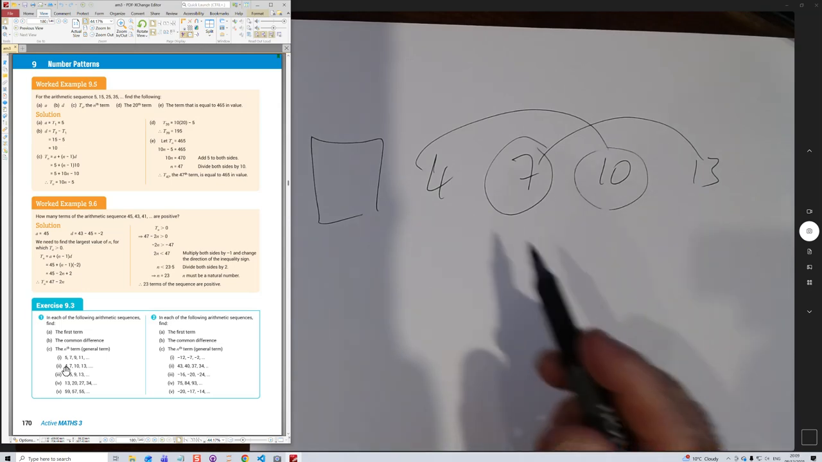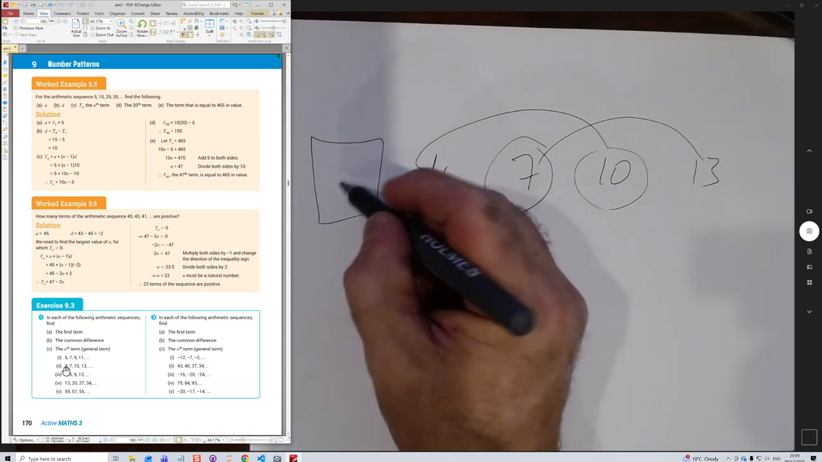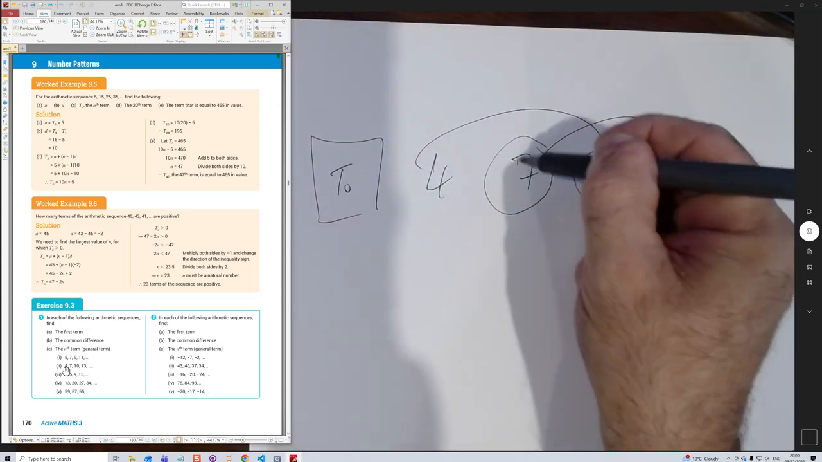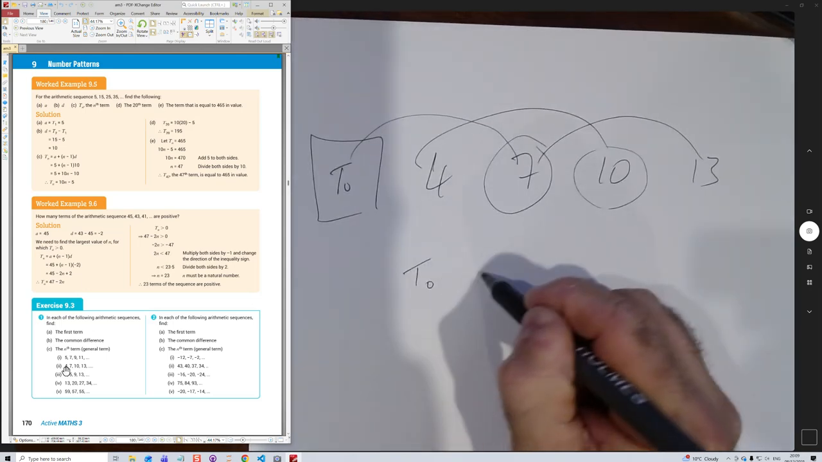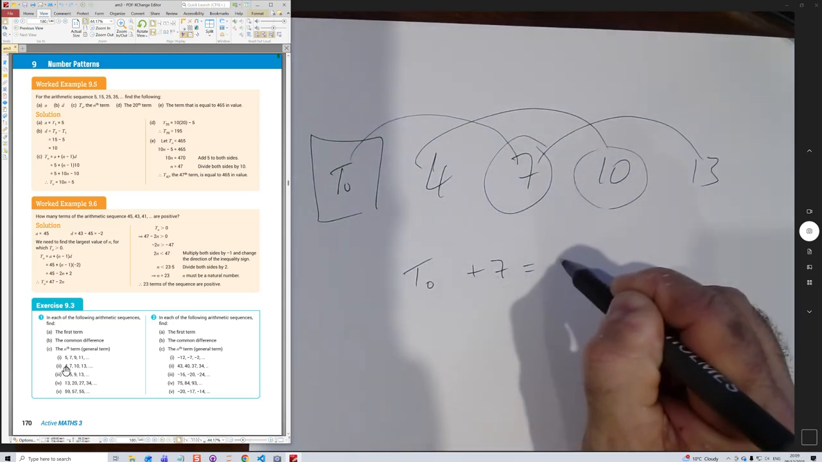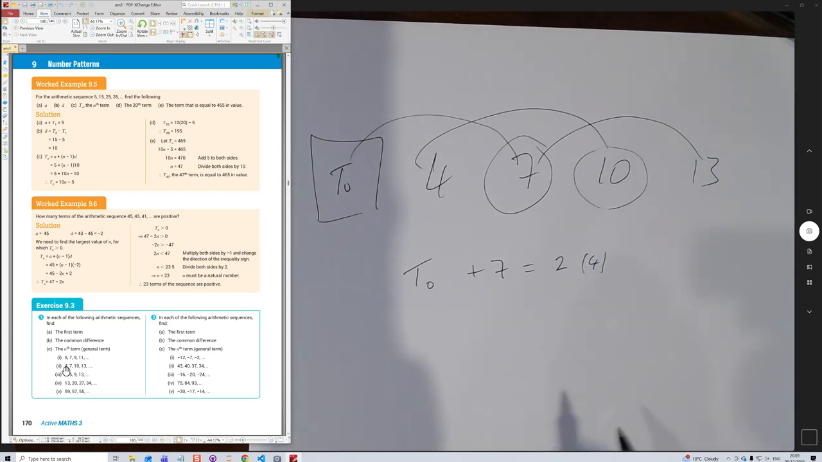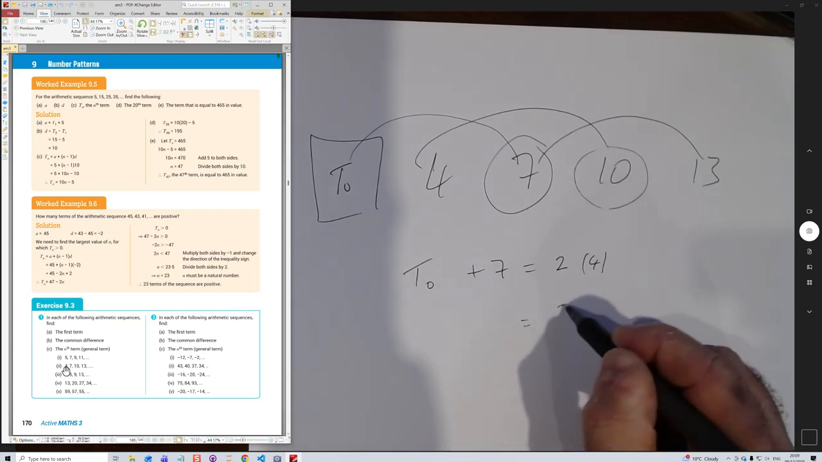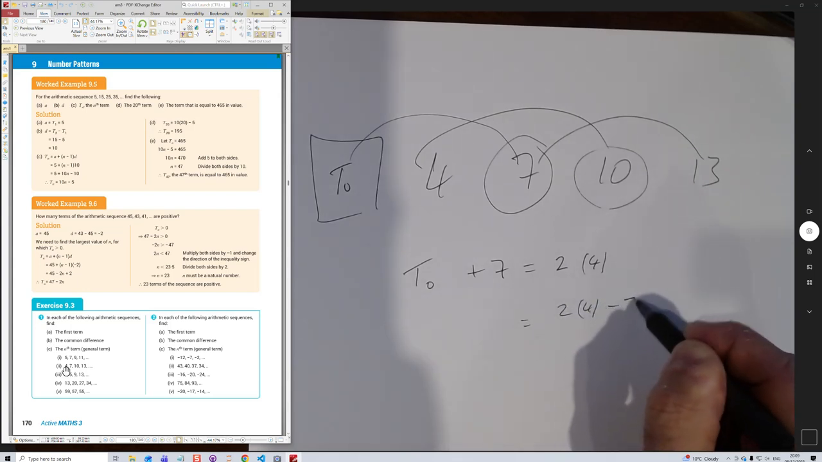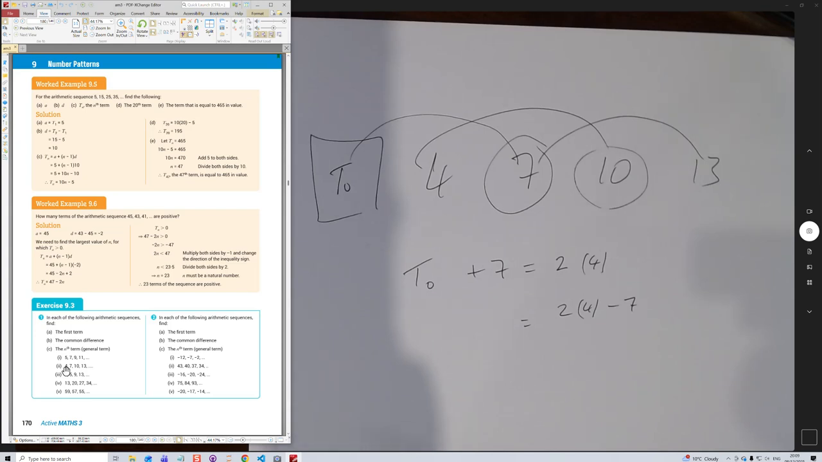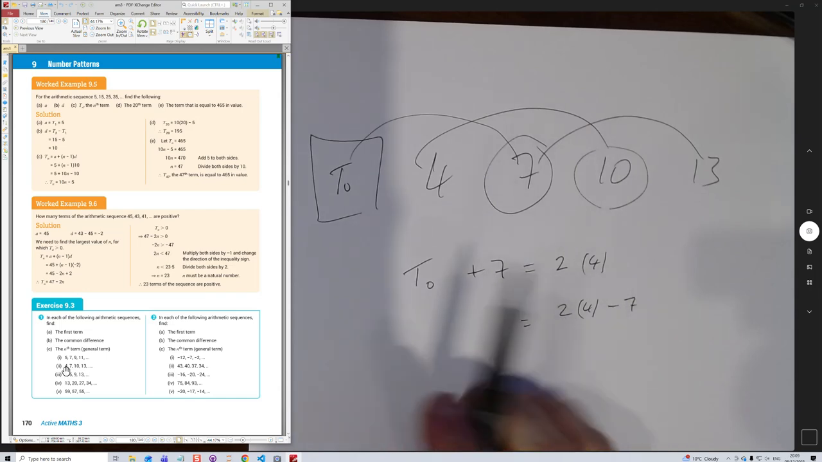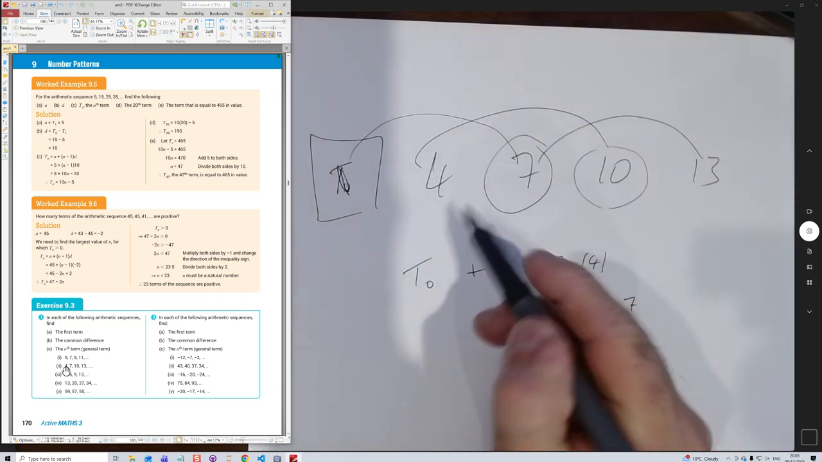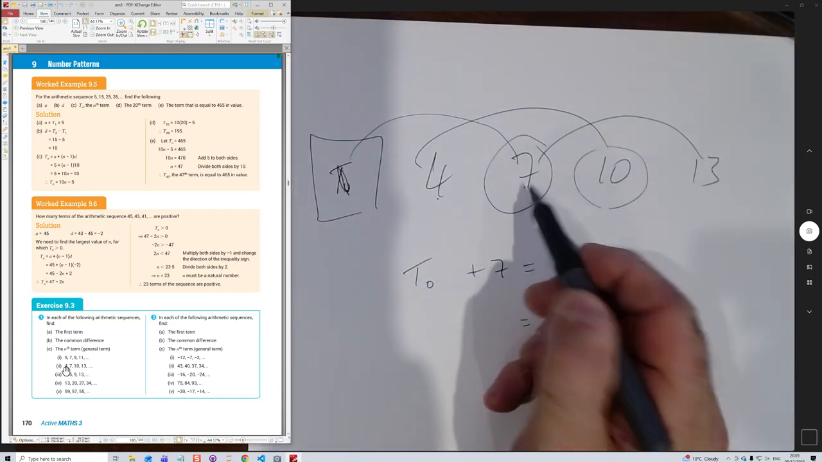So let me just say that this is term naught, and 7 is equal to double the middle. Now let's make term naught the subject of the formula. We want him on his own, so leave him where he is, and you get 2 times 4 minus 7. In other words, double the first and take away the second. Double 4, 8, take away 7 is 1.